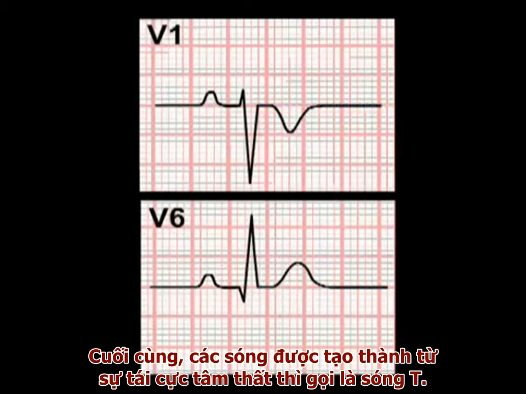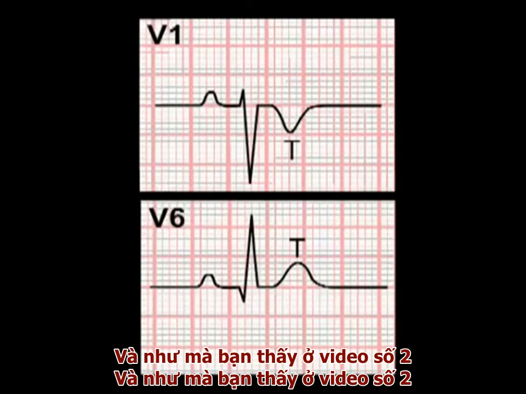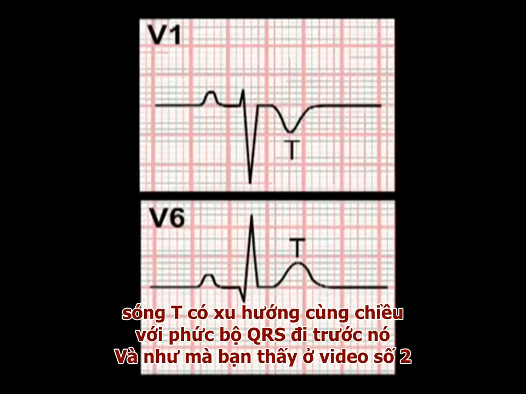Finally, the diffuse deflection produced by ventricular repolarization is termed a T wave, and as we've seen in video 2, the T wave tends to be concordant with the preceding QRS complex.